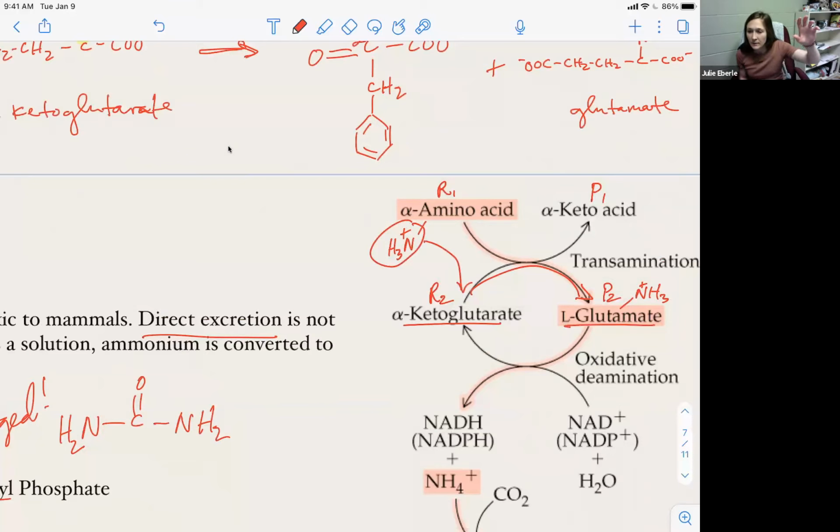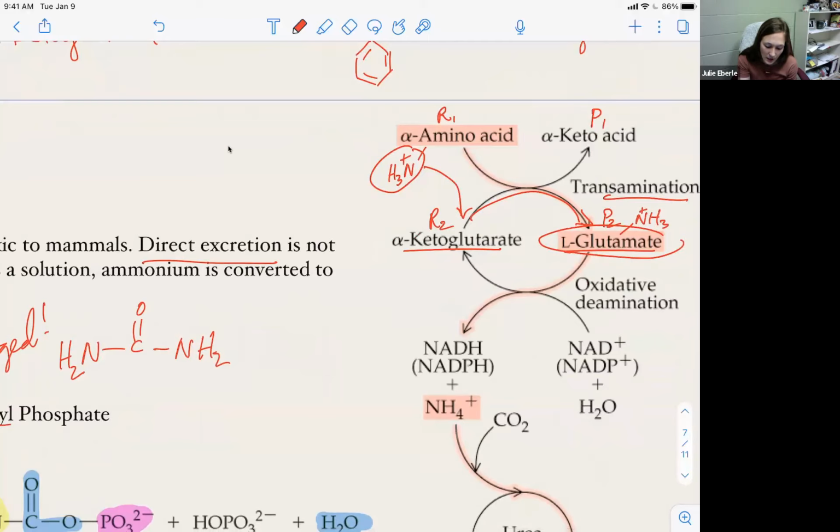So that's why on the molecule, what I'm calling R1, the amino acid, is highlighted pink, because it contains the nitrogen group. But when the transamination is done, now the glutamate is the one that has the nitrogen group. Okay, then oxidative deamination is going to couple the oxidation of glutamate with the reduction of NAD plus or NADP plus. So we're going to reduce the coenzyme and we're going to end up with a free ammonium ion. So now the NH3 has been pulled off of glutamate and we remake alpha ketoglutarate in that process.